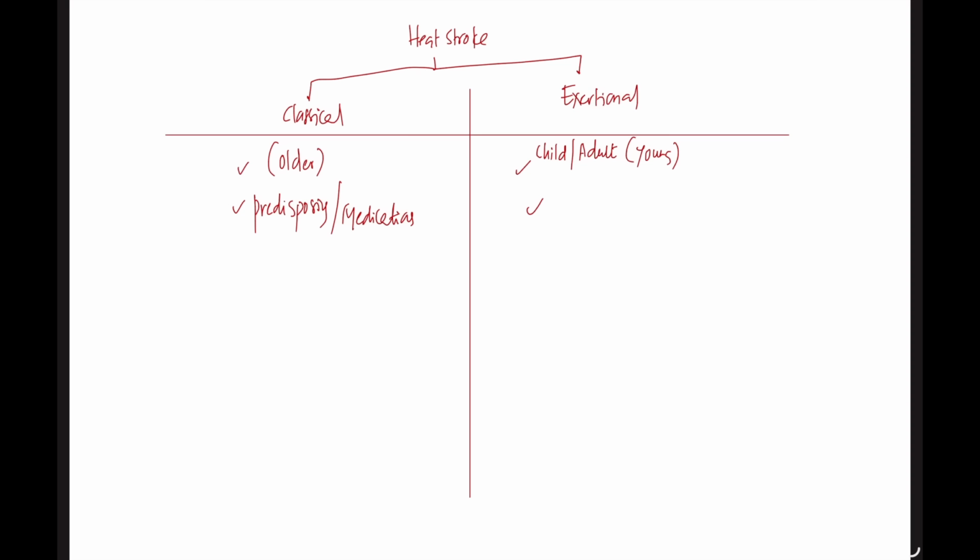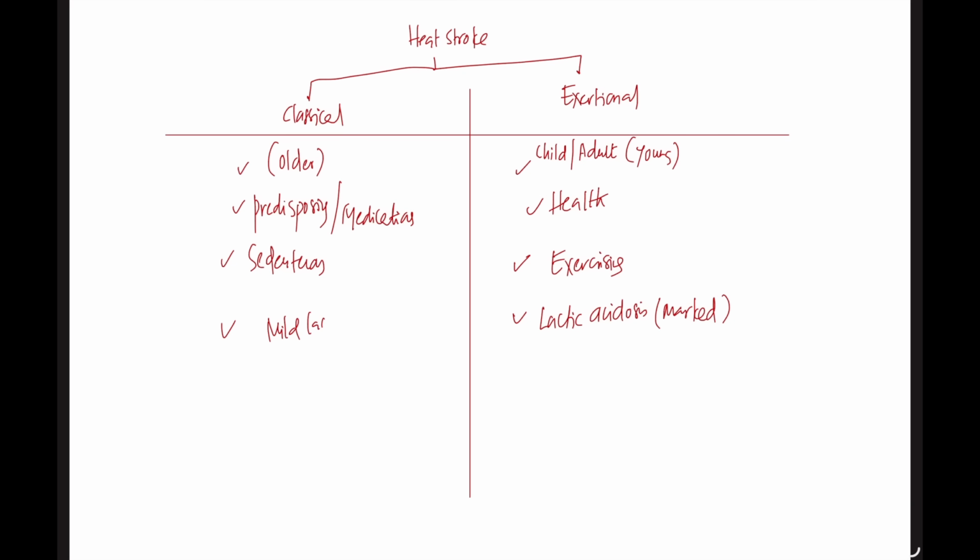Whereas young people are healthy, they don't have any predisposing condition. These older people are sedentary in classical heat stroke, but in exertional, these are active. That means they are exercising. At the time of exertion, they'll get this heat stroke. Because there is exertion and exercising, you will see lactic acidosis, which is marked in case of exertional heat stroke, whereas here there is mild lactic acidosis. This is one area of differentiation between classical heat stroke versus exertional heat stroke.